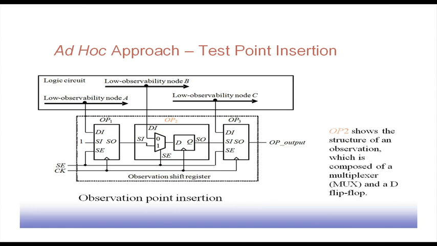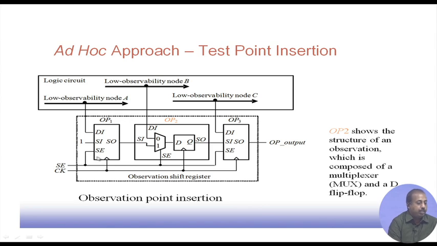Now, the ad hoc test point insertion. Suppose this is the situation: this is the logic circuit, and there are some low observability points, A, B and C. These three nodes are not very much observable. So what is done is we introduce a structure like this, which is known as an observation shift register. In this observation shift register we have these cells, OP cells. OP1, OP2 and OP3 actually form a shift register.